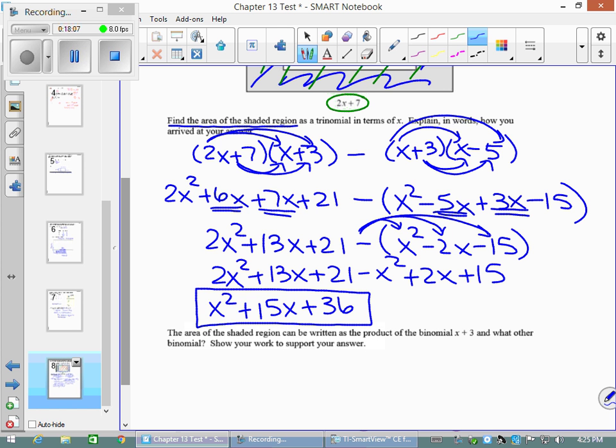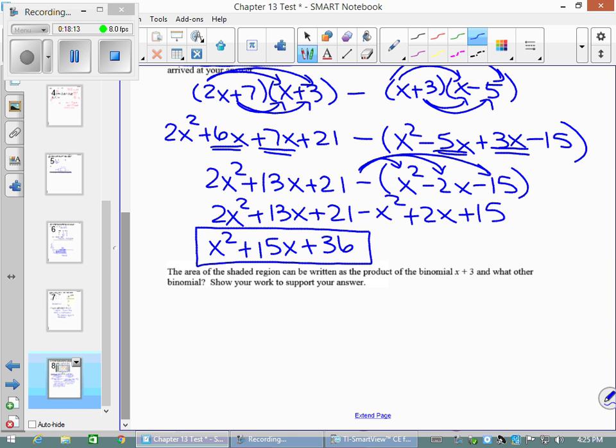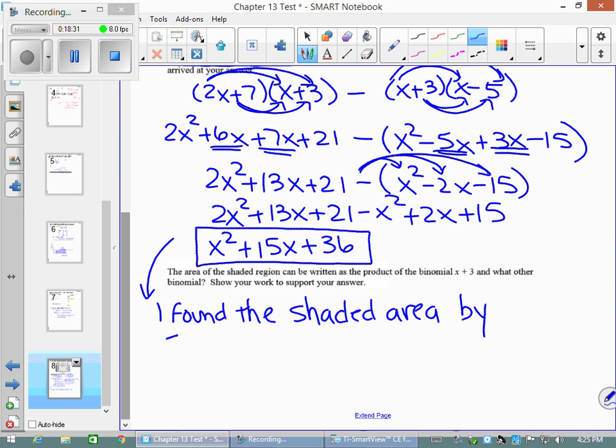Now I ran out of room a little bit up there, but I'm just going to explain now in words. So I would just be saying here, again, this is still from the top, I found the area. We'll say I found the shaded area by subtracting the area of the smaller rectangle from the larger rectangle.